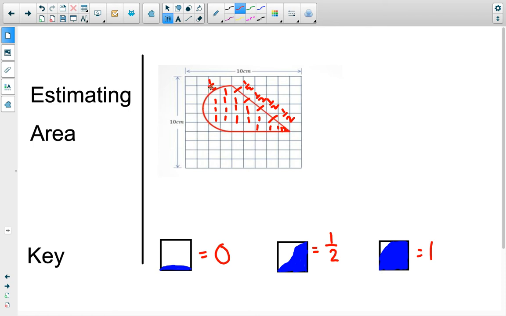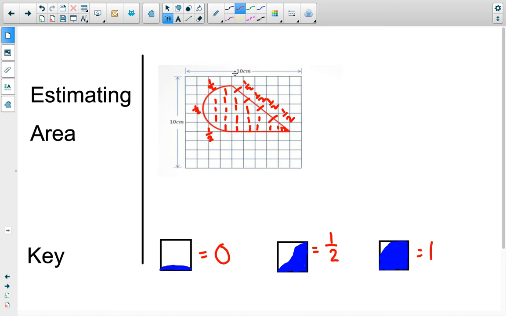This one, it's quite a bit less than 1/2. I'm not counting it. This one's pretty close to 1/2. I'm going to count that as 1/2. This one again is less than 1/2. I'm not counting it. This one is pretty much 1/2. This one's almost a whole one, and this one's a whole one, and this one's a whole one.